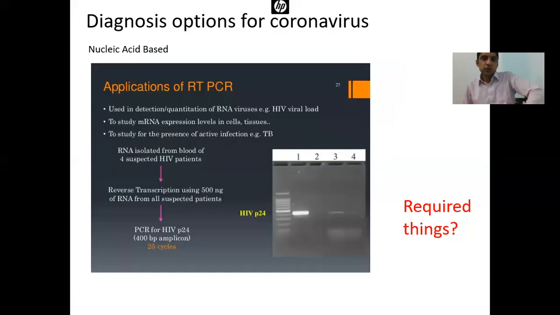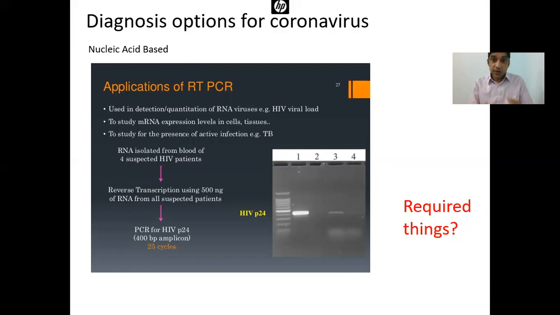The other way to detect a particular virus is to detect its nucleic acid. Now the coronavirus contains RNA. So we cannot detect the RNA directly, although there exist many ways to detect RNA directly, but the amount is too small to be detected from a sample. And since it's not DNA, we cannot amplify the RNA directly.